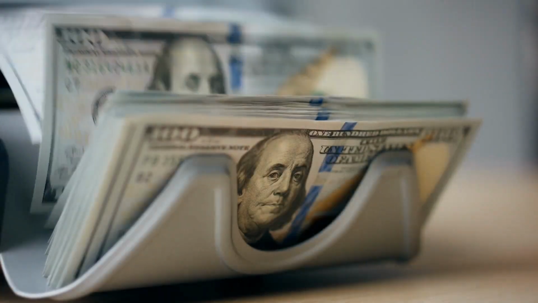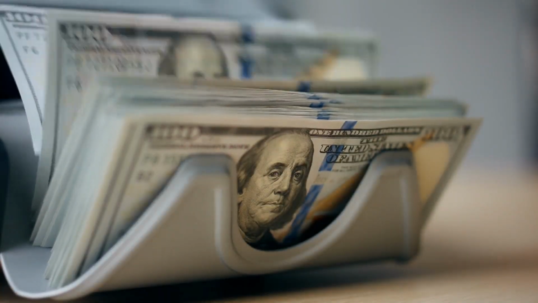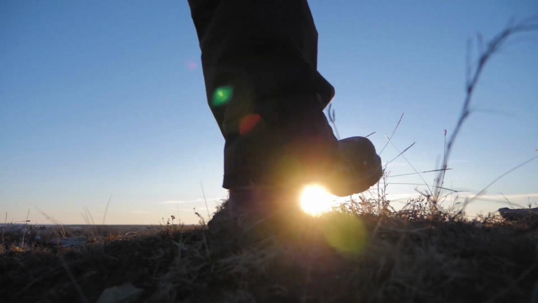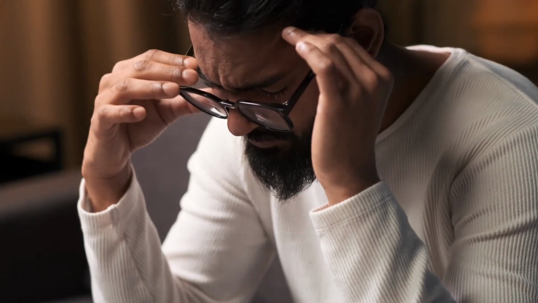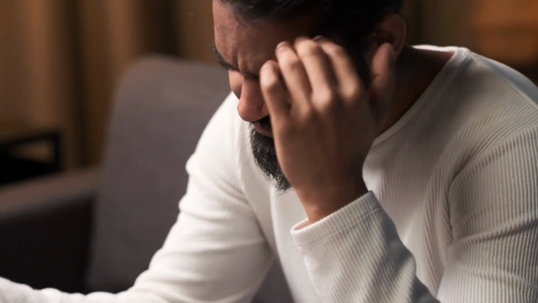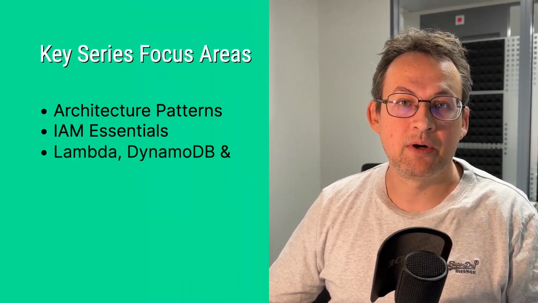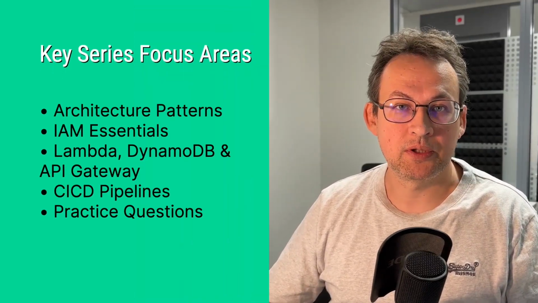Here's what I want you to understand. Be honest with yourself about available time. Rushing through in 2 weeks and failing costs you $150 and demoralizes you. It's better to pace properly and pass on your first attempt than to fail twice and spend 300-plus dollars and months of frustration. Over the next 10 weeks, we are going to cover architecture patterns that underpin every single question.